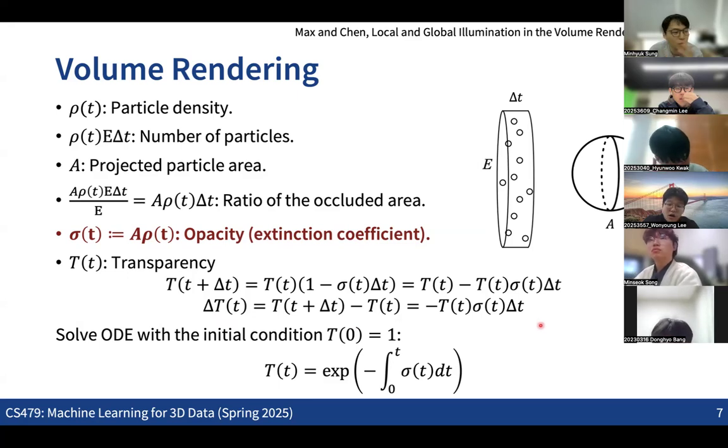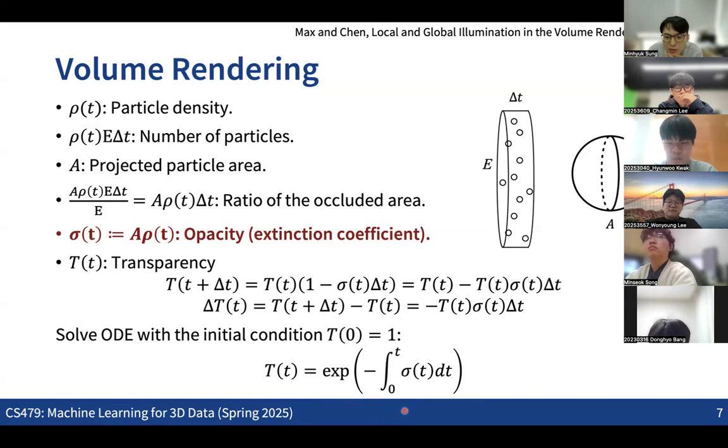So we just need to solve the ODE formulation. We have an initial condition: at the very beginning, the transparency should start at 1. Given this initial condition, if we solve this ODE, then we can see that the transparency function T should have an exponential form. So you can check this out. This was basically how we derived this formulation in the previous slide.